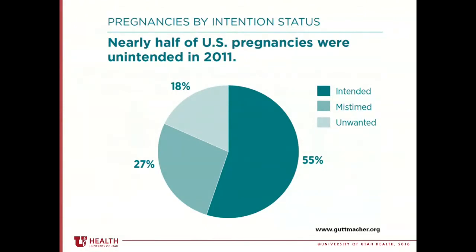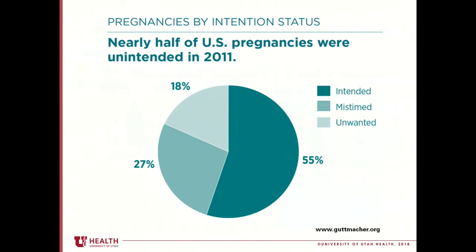This image illustrates U.S. pregnancies by intention status, just what we went over with those definitions, with 55% being intended and 45% being unintended. In that unintended group, we see about 27% being mistimed, so people who didn't want to get pregnant right then but wanted to get pregnant in the future, and about 18% being unwanted. They did not want any children or any more children, or any pregnancies.